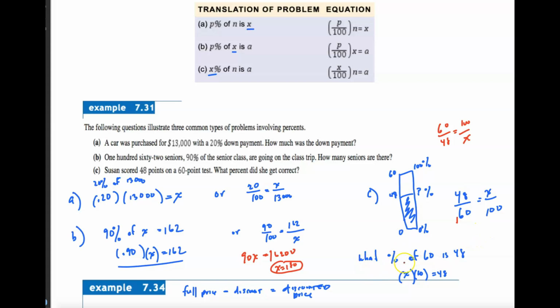Another way is to say, what percent of 60 is 48? Because we know she got 48 out of 60, what percent does she get? Then you have that problem to solve. In this case, you end up with x is equal to 80. So those are multiple ways to solve percent problems.